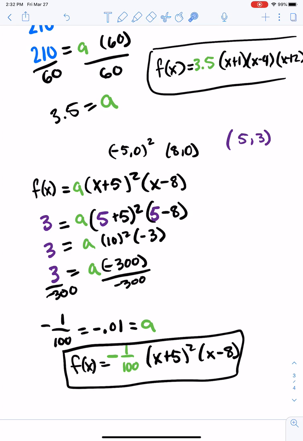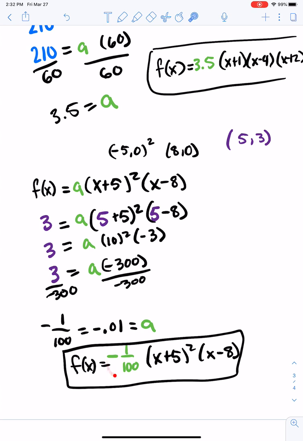So now, and we have Y. So instead of Y, I'm going to write a 3 every time I see a Y. And instead of X, I'm going to write 5 every time I see an X. Solve down for A. We get that A is -1/100.